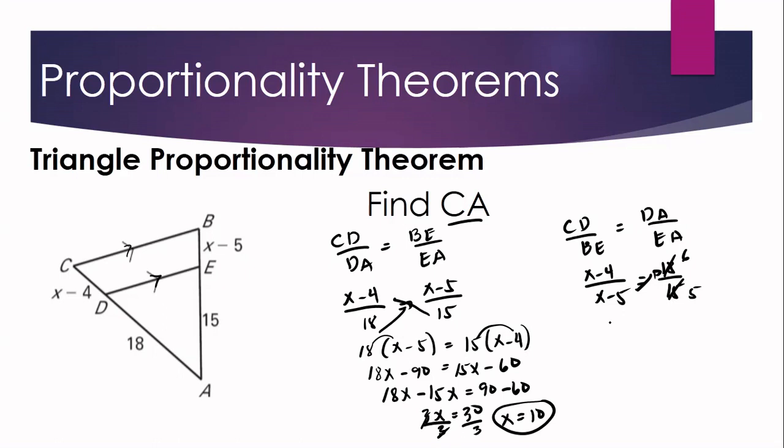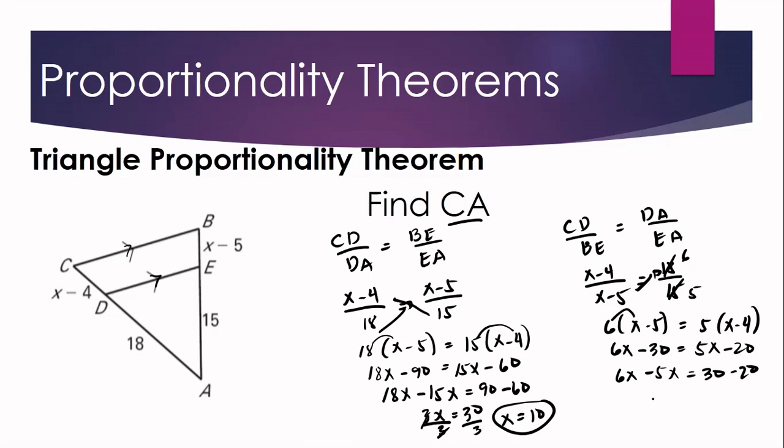Cross multiplication, we have 6 multiplied by x minus 5 is equal to 5 multiplied by x minus 4. And then distributive property, we have 6x minus 30 equals 5x minus 20. Combine similar terms, 6x minus 5x equals 30 minus 20. So 6x minus 5x is x, and 30 minus 20 is 10. There you have it. We arrive with the same answer.